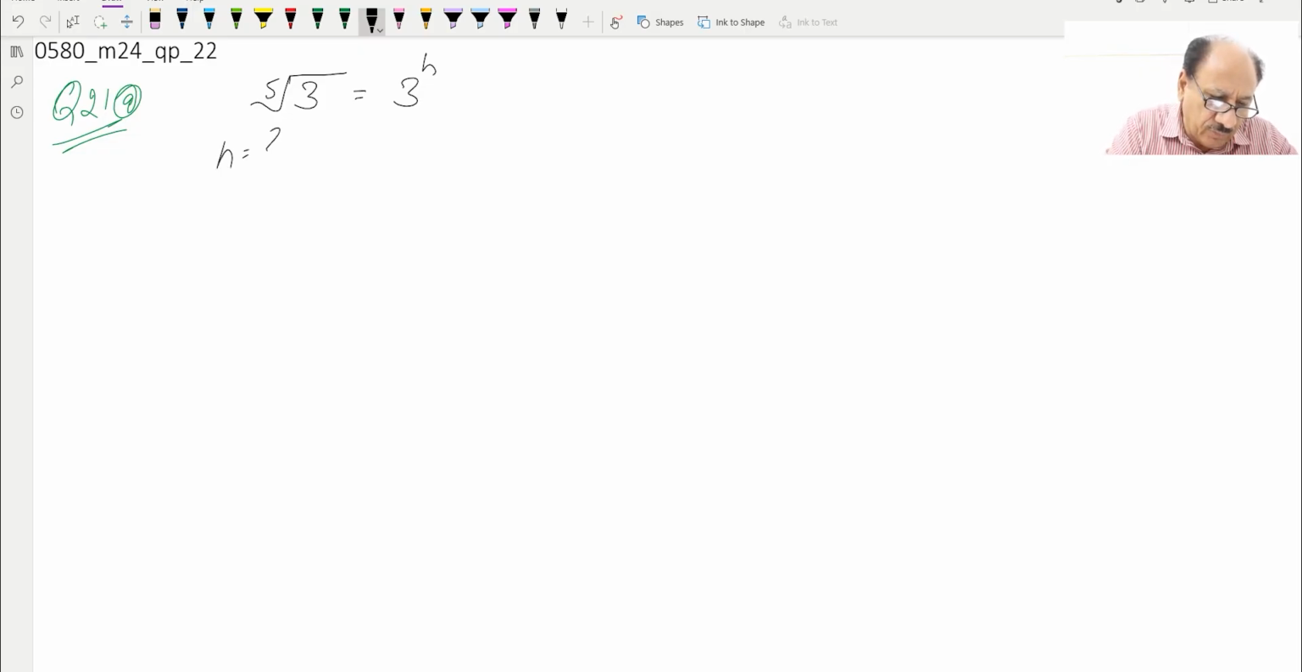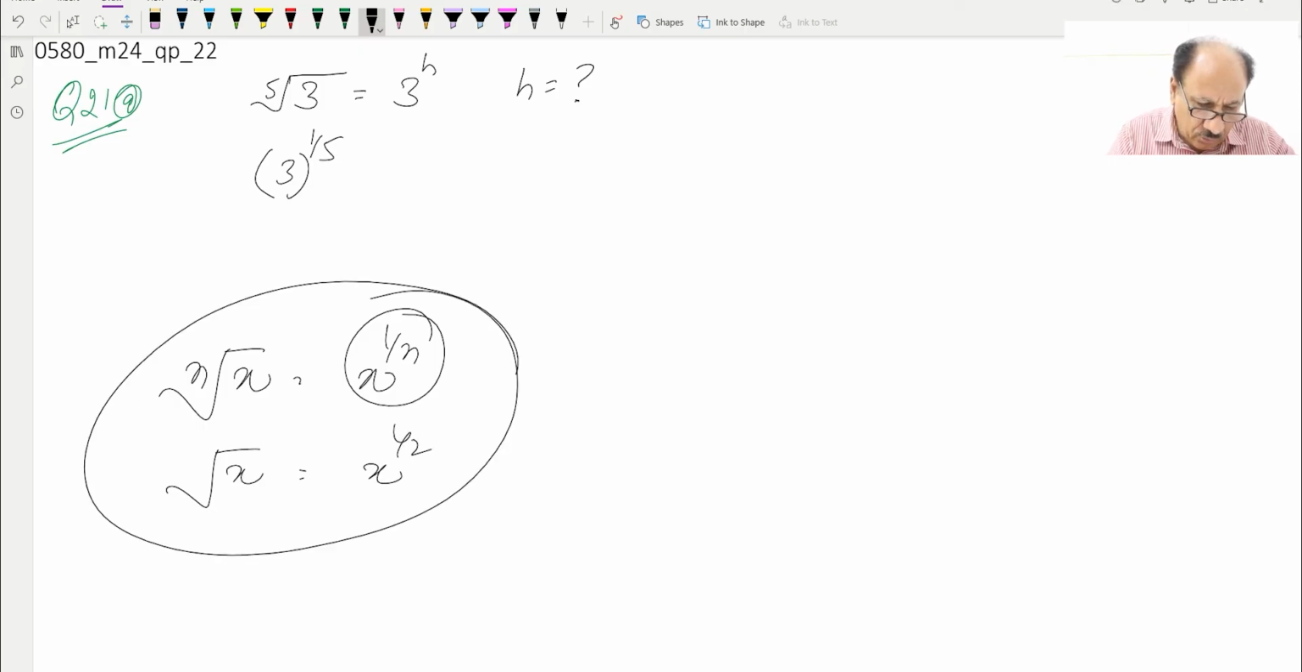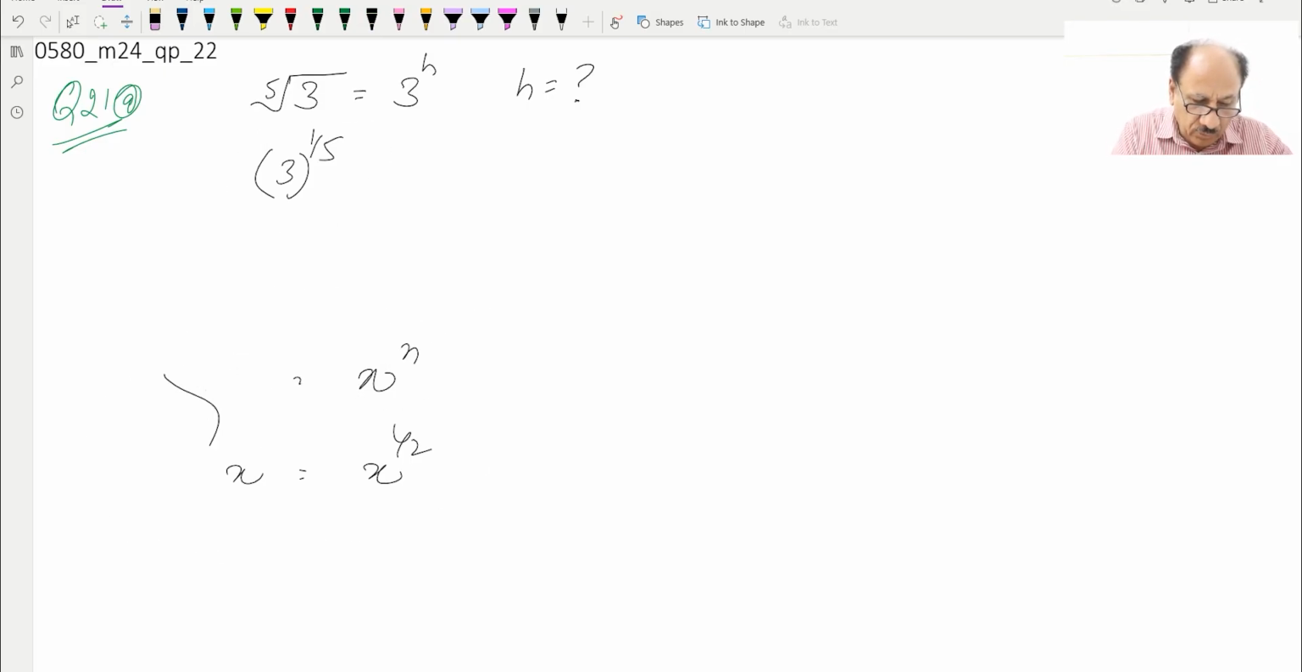So h we need to find. We can write this as 3 raised to the power 1 by 5. For example x, we can write x raised to the power 1 over n. And if nothing is written here, like square root of x, we are writing x raised to the power 1 by 2. So by using this rule, we have written 3 raised to the power 1 by 5. Hopefully you understood this.